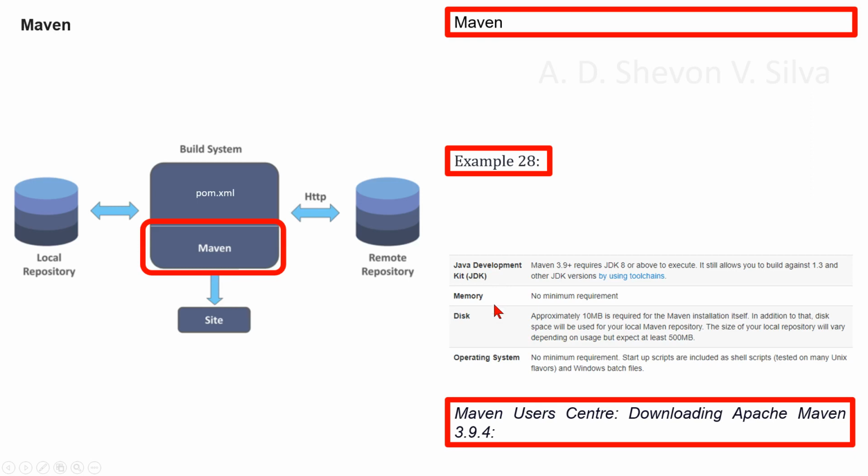Memory: no minimum requirements. Disk: approximately 10 MB is required for the Maven installation itself. In addition to that, disk space will be used for the local Maven repository. The size of your local repository will vary depending on usage, but expect at least 500 MB. Operating system: no minimum requirement. Startup scripts are included as shell scripts, tested on many Unix flavors, and Windows batch files.